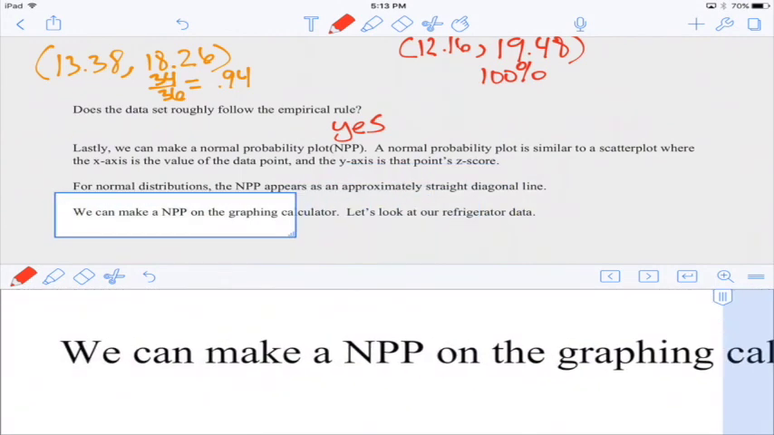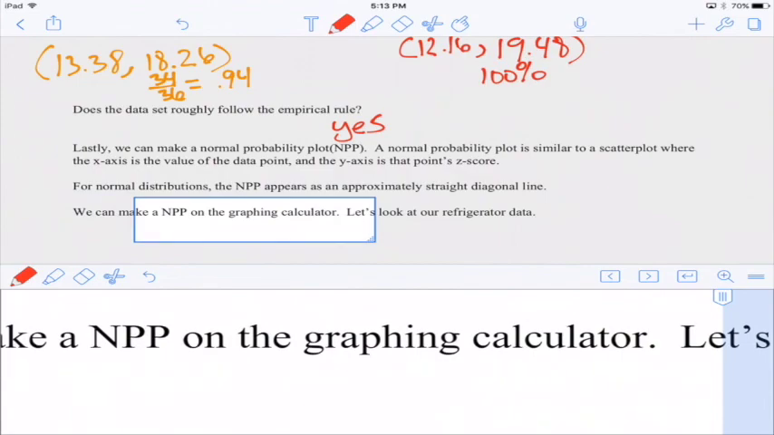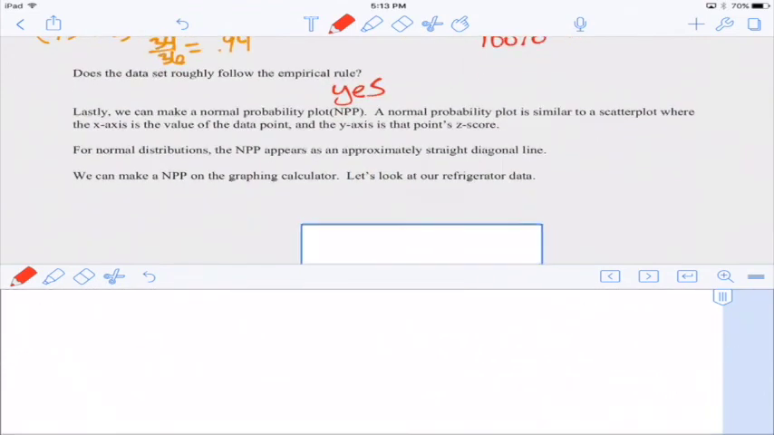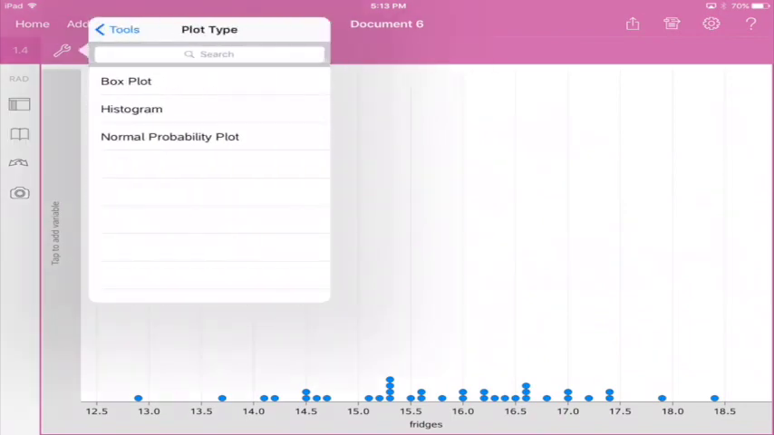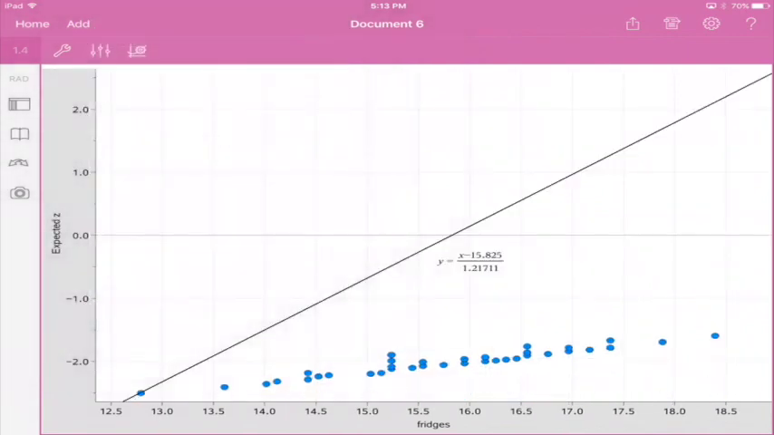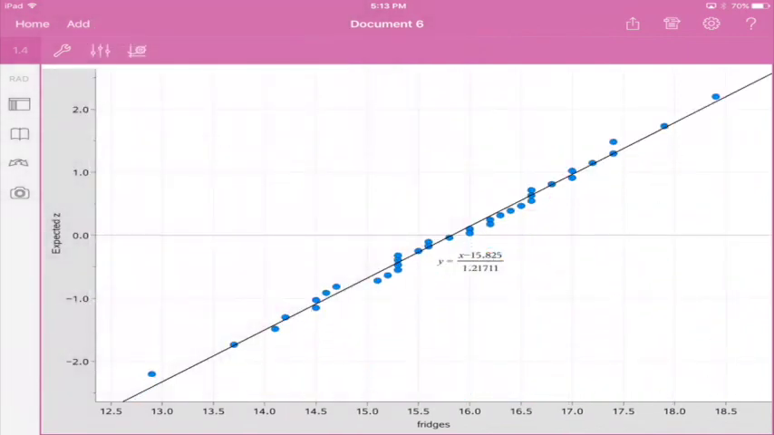We can make a normal probability plot on the graphing calculator, so we're going to use our fridge data to do that. So on our fridge data, you can go to any one of these. I'm going to go to Menu, Plot Type, Normal Probability Plot. And that looks very linear. So since it's following that linear pattern, we can say that the data is approximately normal. Okay, again, it doesn't have to be perfect. We're just looking for that linear pattern. If it was worse than that, then we might say something else. Again, justifying it is all you can do.